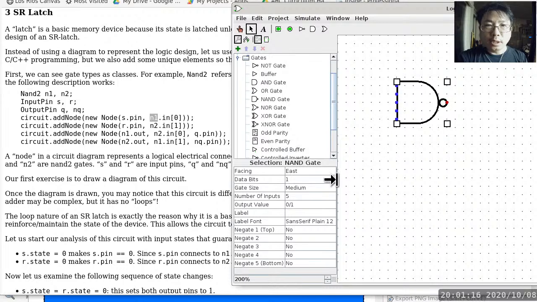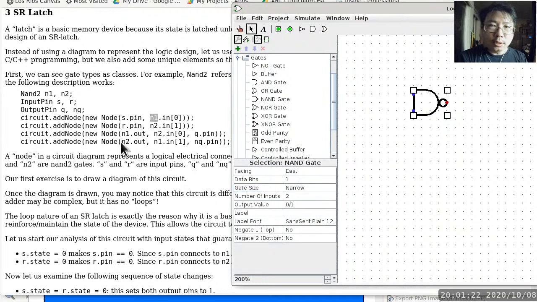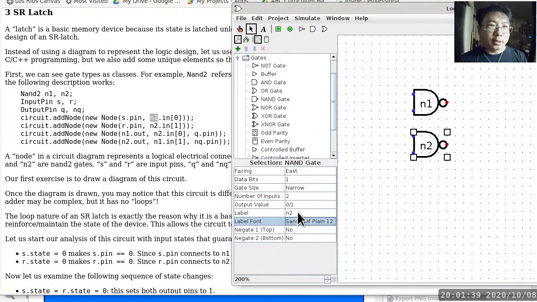We go to gates and pick up a NAND gate, N-A-N-D. There we go. We switch the number of inputs to 2 and change the size to narrow. Since we need two of these, we might as well duplicate it. You can label one as N1 and the other one as N2. The label of a component in LogicSim has no significance other than how it is displayed.